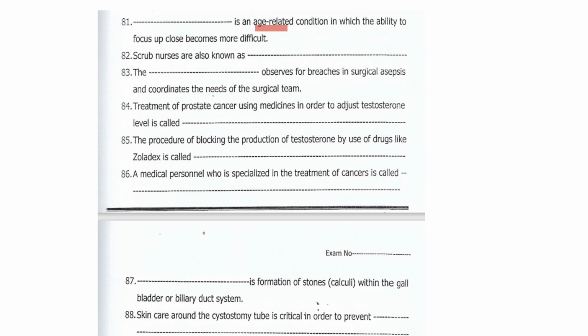Now, you can also call this age-related far-sightedness, which is also called presbyopia. That is the other name. It is an age-related condition in which the ability to focus up close becomes more difficult. The far-sightedness usually becomes noticeable in the early to mid 40s and worsens until around the age of 65. Are we together? That is how we can explain this particular question. I'm sure we are together, friends.